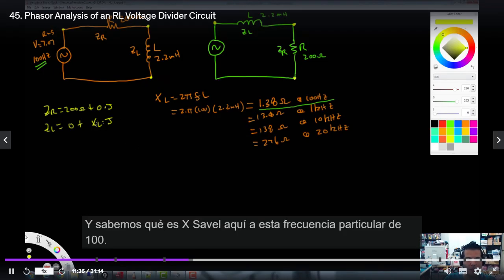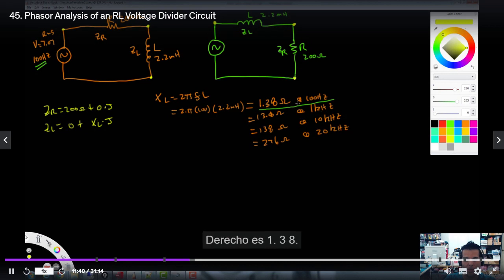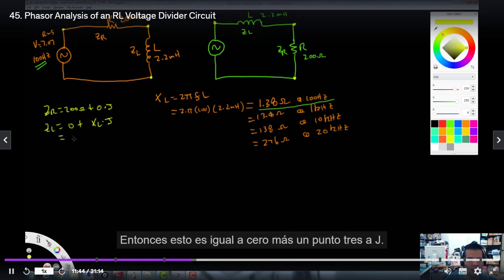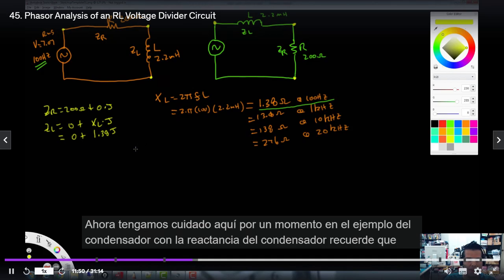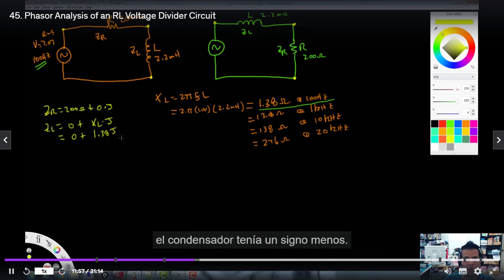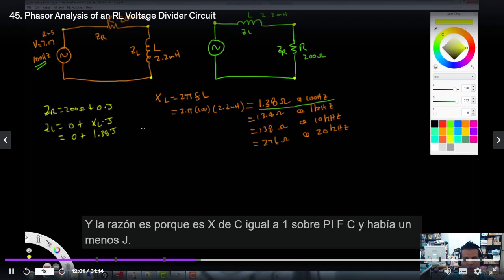All right, and we know what X sub L is here at this particular frequency of 100. It's 1.38, so we're going to put it in there. So this equals 0 plus 1.38J. Now let's be careful here for a moment. In the capacitor example with the reactance of the capacitor, remember the capacitor had a minus J, and the reason why is because X sub C equals 1 over 2 pi FC, and there was a minus J.